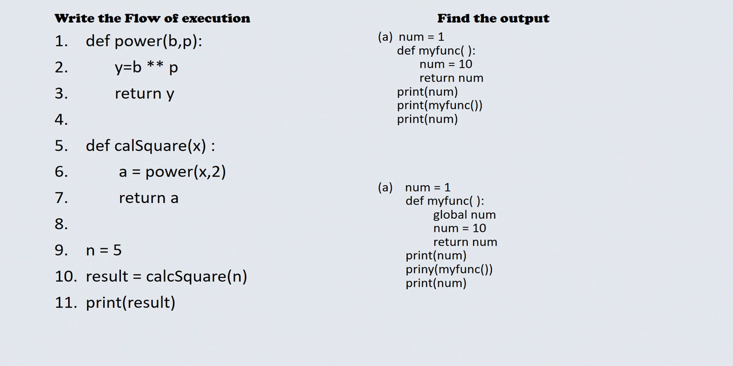If it is a comment line, it will be ignored. If it is a blank line, it will be ignored. If it is a function header, only the function header will be executed. The function body will be executed only at the time of calling the function. After executing the function headers, it will start executing the top level statements in order, and in the top level statement, if there is a function call, then control will be transferred to the place where the function has been written. So this is how you have to execute the Python program.